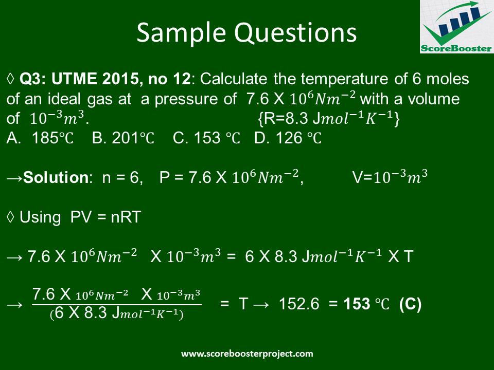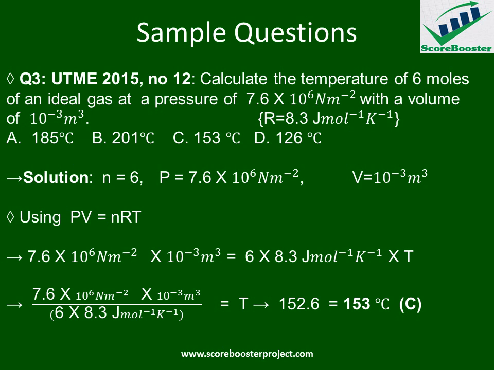So, using the equation for ideal gas, which is PV equals nRT, on substituting for the parameters, our P, which is 7.6 times 10 raised to power 6 Newton per meter square, times V, which is 10 raised to power minus 3 meter cube, equals n, which is 6, times R, which is 8.3 joule per mole per Kelvin, times T, which is unknown.